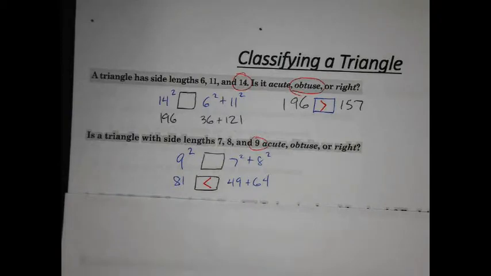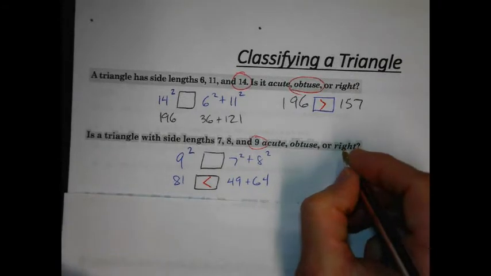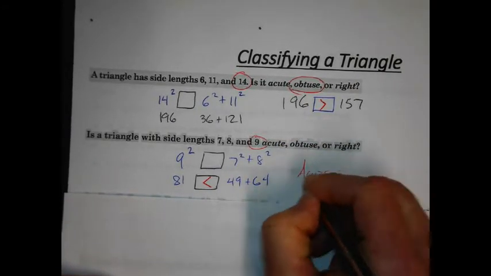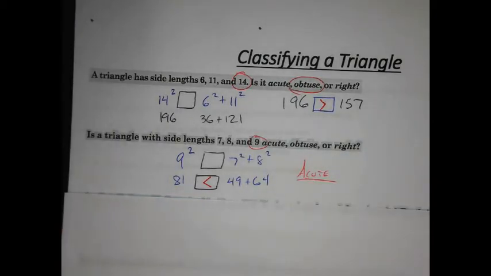So which triangle fits that description? Of course you know. That's a cute little triangle. So this one is indeed acute. So that's an acute triangle. All right, that's how we're going to figure that out.